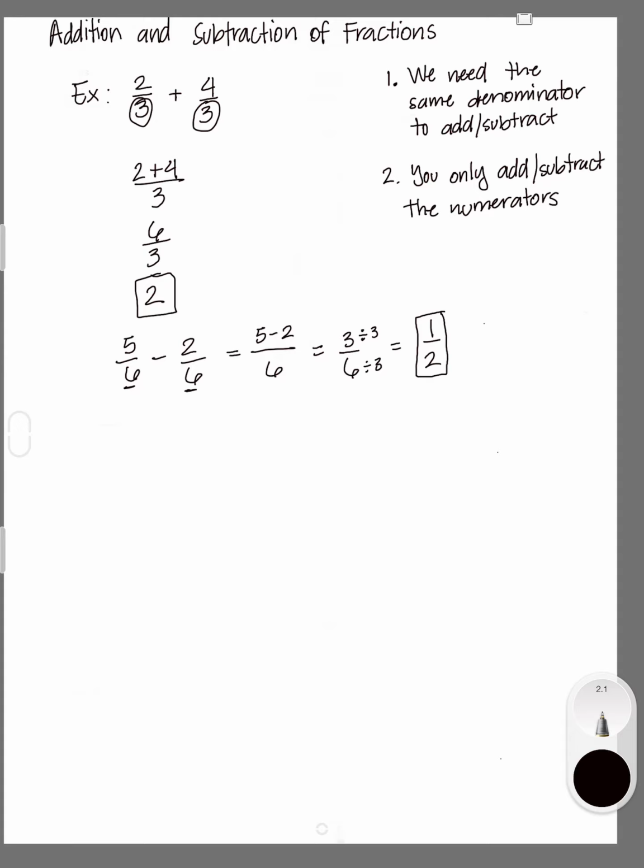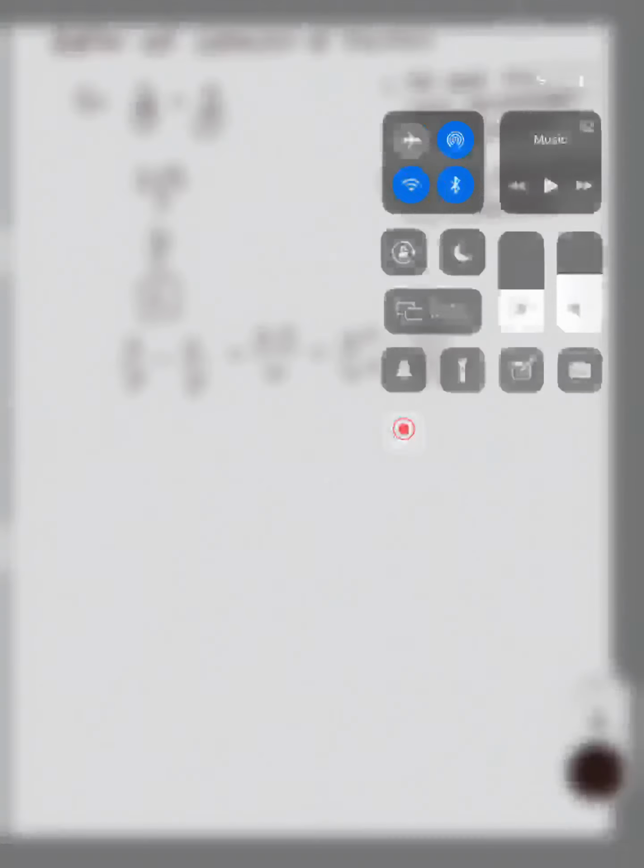So now what happens when we do not have the same denominator? On the next slide, you're going to be able to see what are the steps that we need to do in order to combine two fractions that do not have the same denominator.